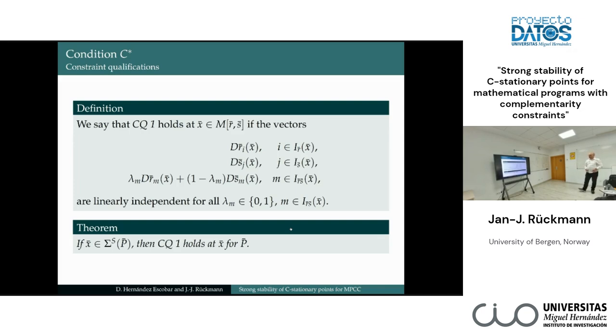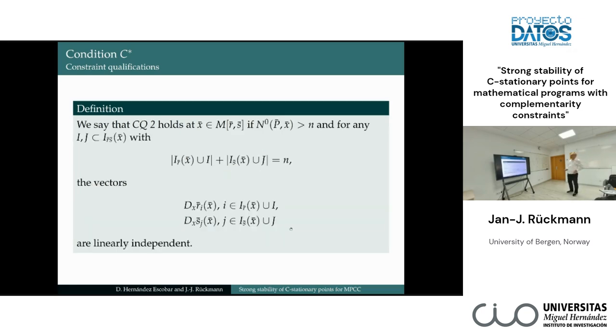And here we see already where the connection is between CQ1 and strong stability, and we get this necessary condition. If we have a strongly stable point, then CQ1 has to be fulfilled. A necessary condition, perhaps not enough, but if it's not fulfilled, then we know it's not strongly stable. Okay? Then we make a second constraint qualification, CQ2, and we say when we choose n, we are in R^n, the n-dimensional space. If we are choosing n vectors, then they must be linearly independent.